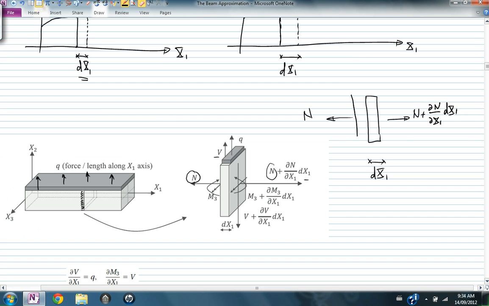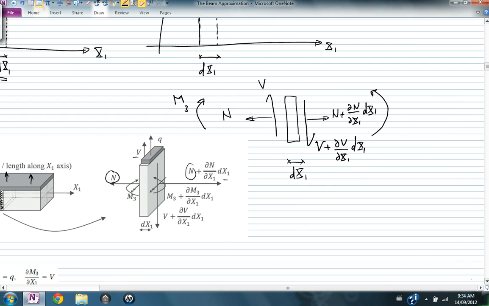If this is the positive shear, this is the positive shear on this side. Again, these are assumptions that this is positive and this is positive. This is the positive shear at a distance delta x1. And if this is the positive moment here, then the positive moment here is equal to the same one plus a little bit more after traversing a distance delta x1.